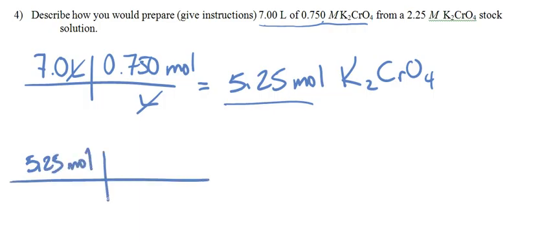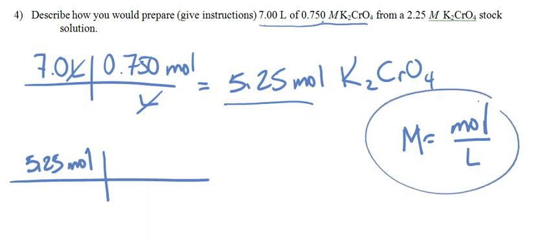Now, the neat thing is molarity is a derived unit. In other words, it's moles per liter. So molarity, again, is moles per liter. It just means that it's the number of moles per volume, in this case, 1 liter. We can use this to help us determine what the volume of stock is.